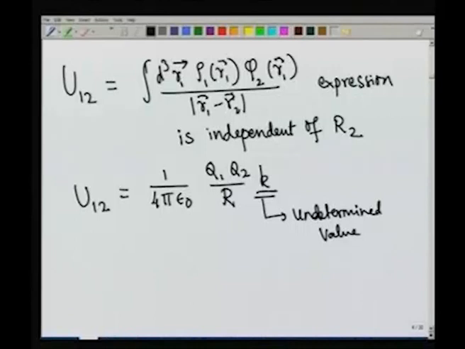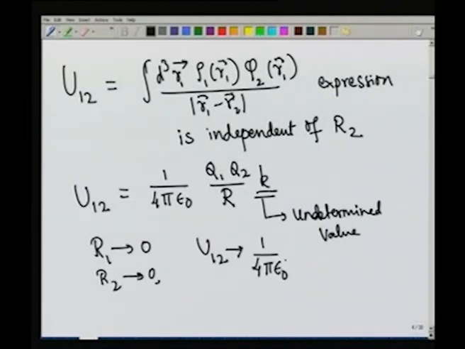Now, it is a pretty simple matter to determine the value of k, because we know k cannot depend on R1, R2 or R. All the dependencies have been exhausted. Therefore, we shall take the limiting case when R1 goes to 0, R2 goes to 0. When both of them go to 0, we know that U12 goes to 1 over 4 pi epsilon naught Q1 Q2 by R. But then this should come as a limit of this particular case. This implies k is equal to 1.